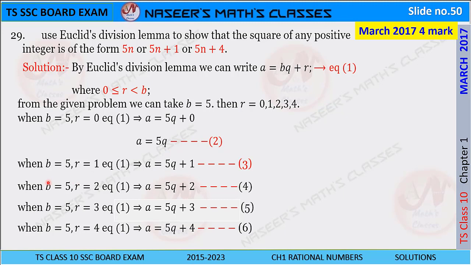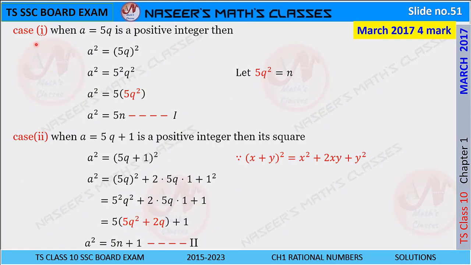Next, substitute b is equal to 5 and r is equal to 1. Then equation 1 becomes a is equal to 5q plus 1. Let this be equation 3. Next, substitute b is equal to 5 and r is equal to 2 in equation 1, then it becomes a is equal to 5q plus 2. Let this be equation 4. Next, substitute b is equal to 5 and r is equal to 3 in equation 1, then a is equal to 5q plus 3. Let this be equation 5. Next, substitute b is equal to 5 and r is equal to 4 in equation 1. It implies a is equal to 5q plus 4. Let this be equation 6.